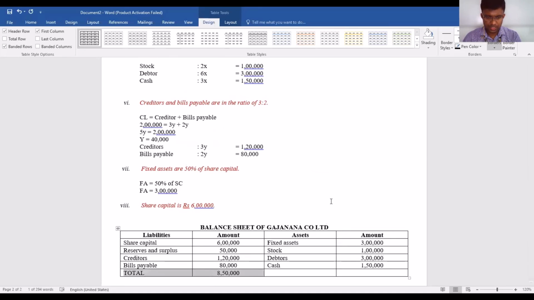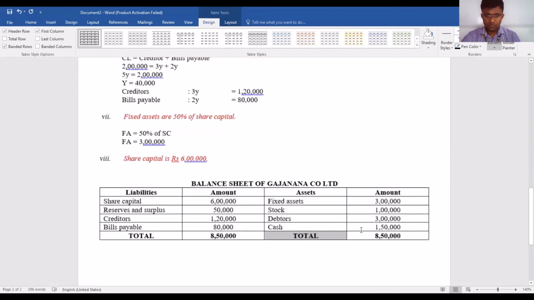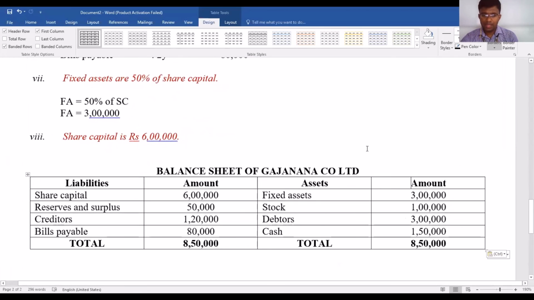Let us see the other side as well. The other side is also 8 lakh 50,000. So with that, we have completed the preparation of the balance sheet. And if you notice, both the sides are tallying with each other. So our balance sheet preparation is perfect and it is complete.